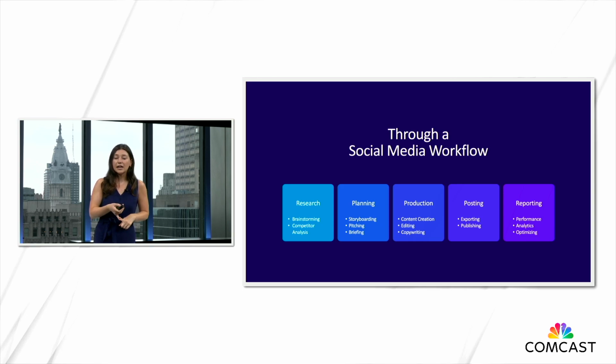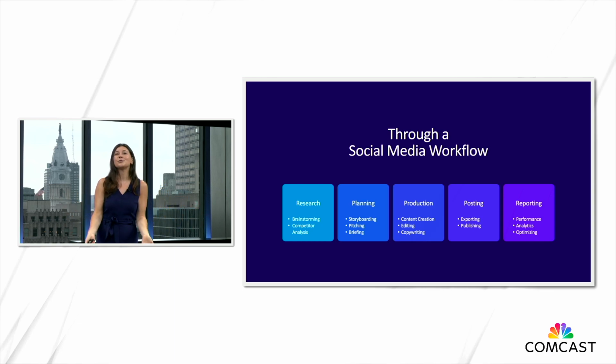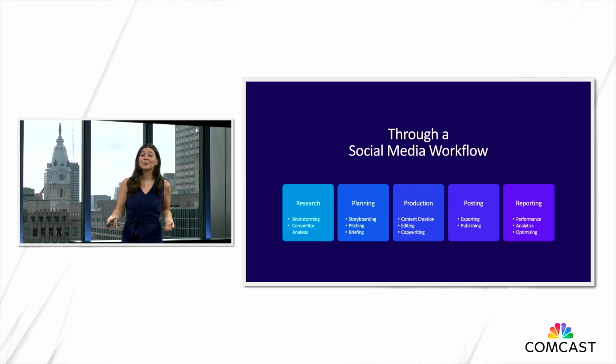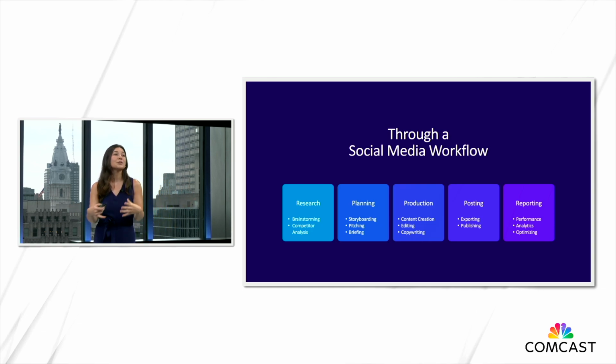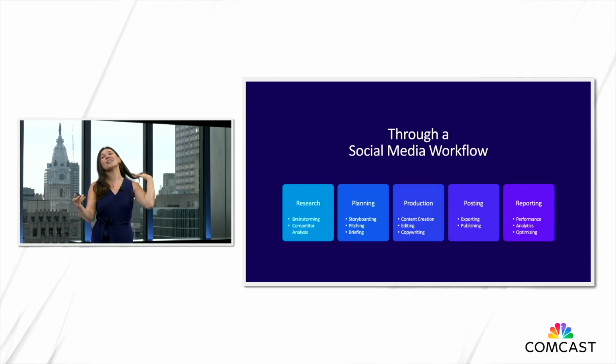So this should look a little familiar to you guys, right? You've got the research stage, which is your brainstorming, competitor analysis, whether you're making a whole social strategy, a campaign, or an individual post. You always need to do some sort of research, gain the insights. From there, once you have an idea, you start planning, right? You have your storyboarding, your pitching to someone who needs to approve it, your briefing to a creative team to bring it to life.